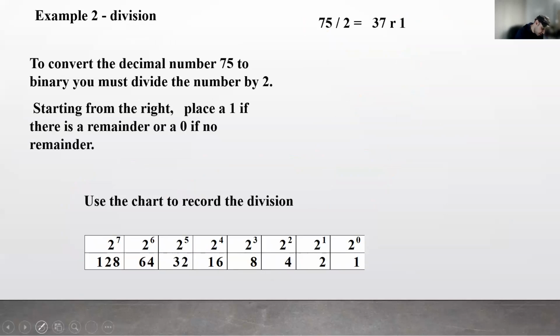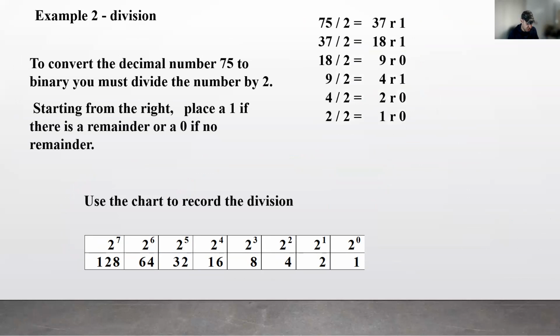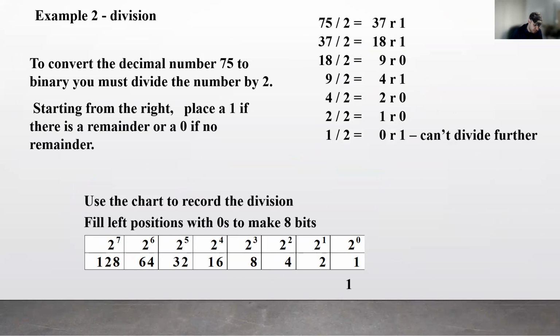Here is our second example, 75. And here are the steps one by one until you reach the final, and you cannot divide further. Okay, 75 divided by 2 will give you 37, and the remainder is 1. And this will be the least significant bit.